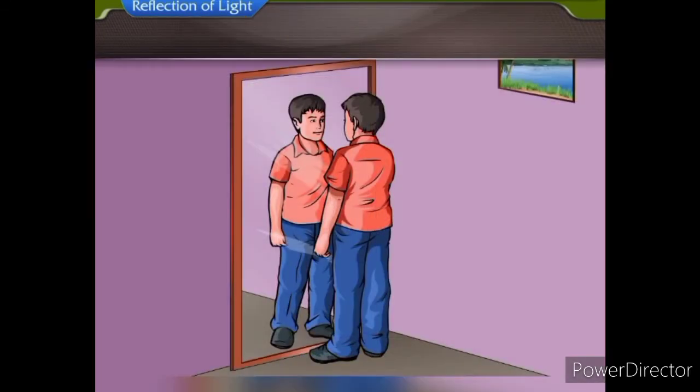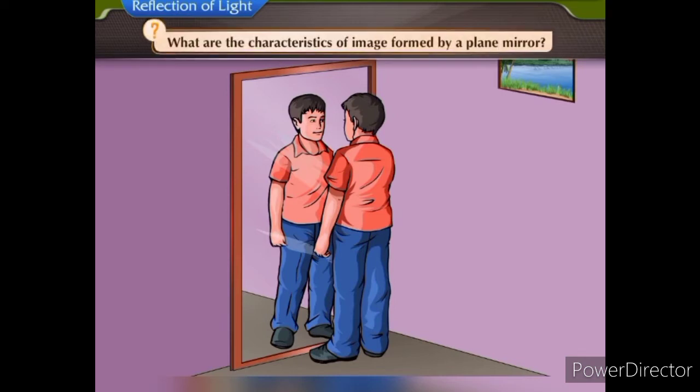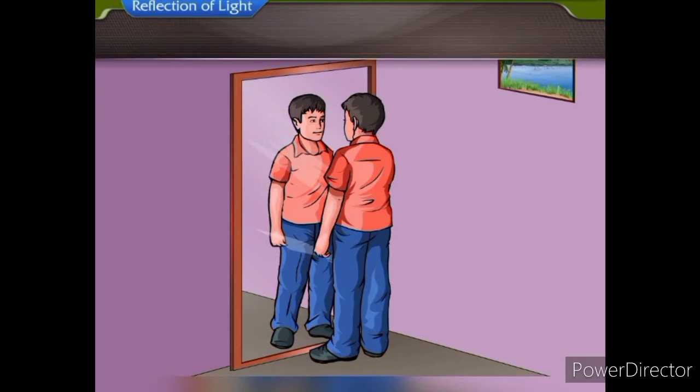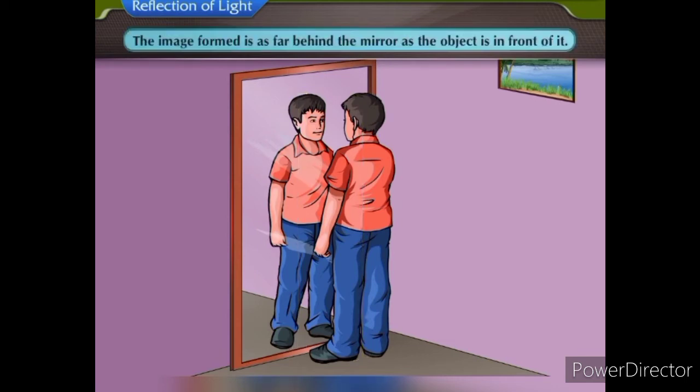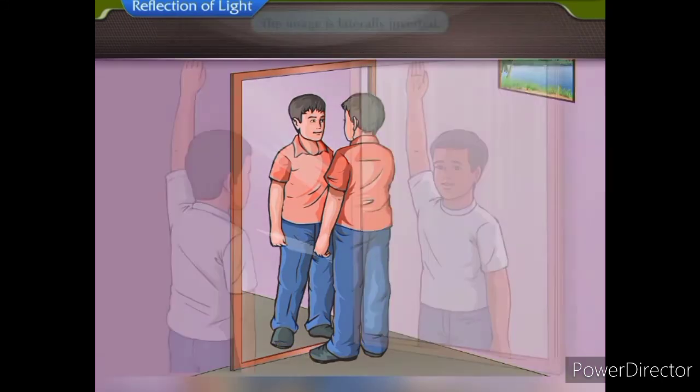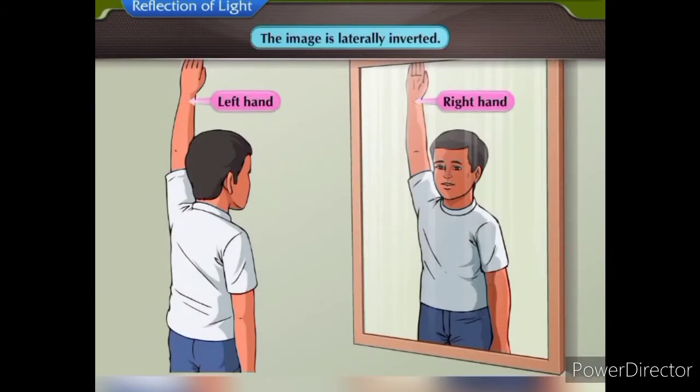You might have seen your image in a plane mirror. What are the characteristics of the image formed by a plane mirror? Well, the image formed by a plane mirror is always virtual and erect. The size of the image is equal to that of the object. The image formed is as far behind the mirror as the object is in front of it. The image is laterally inverted.